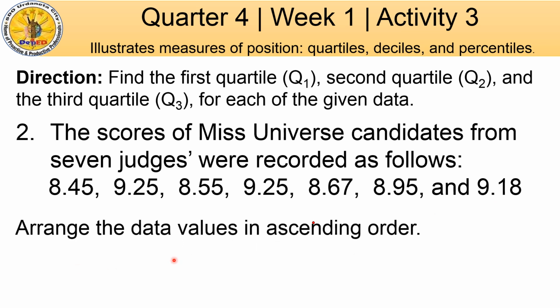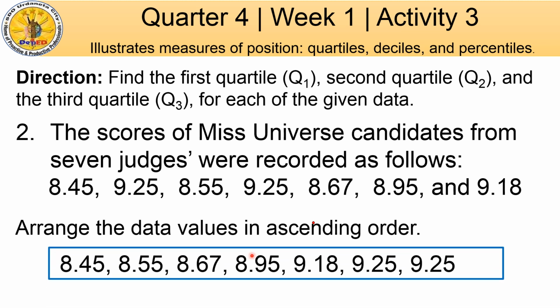First, we're going to arrange the data values in ascending order, starting from the least value, that is 8.45, followed by 8.55, 8.67, 8.95, 9.18, 9.25, and 9.25.